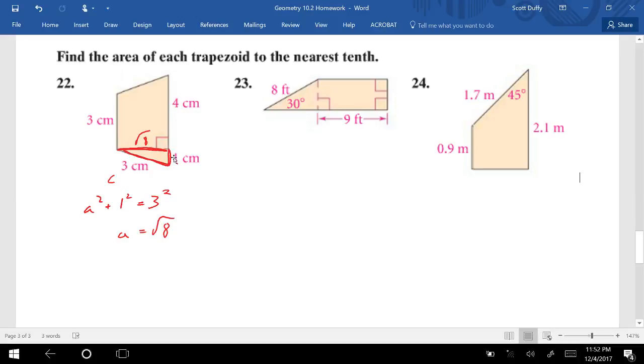This base would have a length of 5. This base would have a length of 3. So it's going to be 1/2 times height times the sum of the bases. The height is the square root of 8.